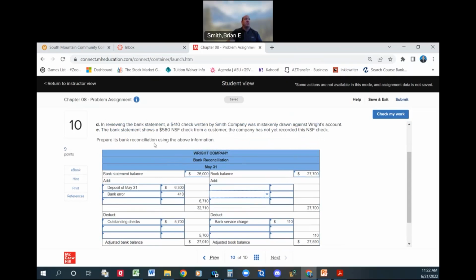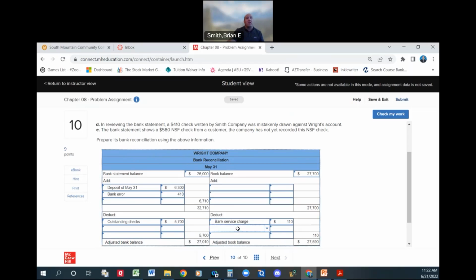And then the bank statement shows a $580 non-sufficient check from a customer. The company has not yet recorded this NSF. So basically we got a check from a customer and we deposited it. We included that $580 in our deposit. But when the bank went to clear that check and pull money from that customer's checking account and put it in ours, they didn't have enough. So they didn't put anything in ours. And we have recorded it on our book balance.